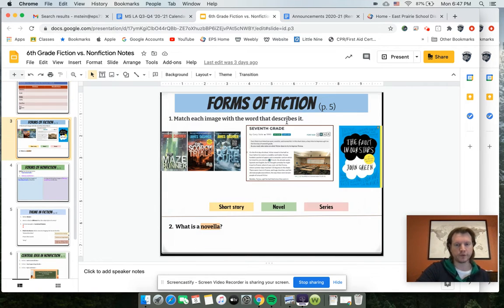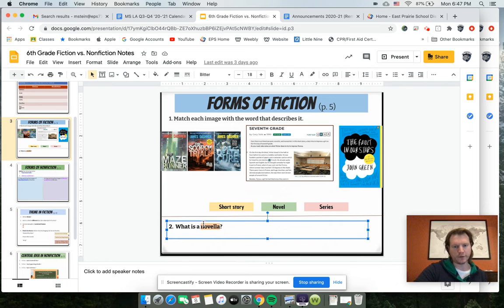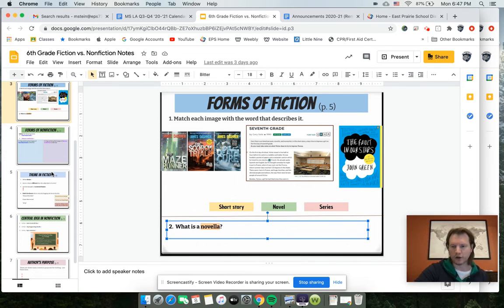As I keep on scrolling through, you'll notice now forms of fiction, that's page 5. So once again, you need to use the textbook, read from the textbook, and there are some pictures here and there are some words. You actually will need to take this and drag and drop it over which version you think it is. You'll do that for all three, for the series, for the novel, and for the short story. Make sure you match them correctly. Number 2 down here, make sure you answer this question. What is a novella? Again, it's all in the textbook.